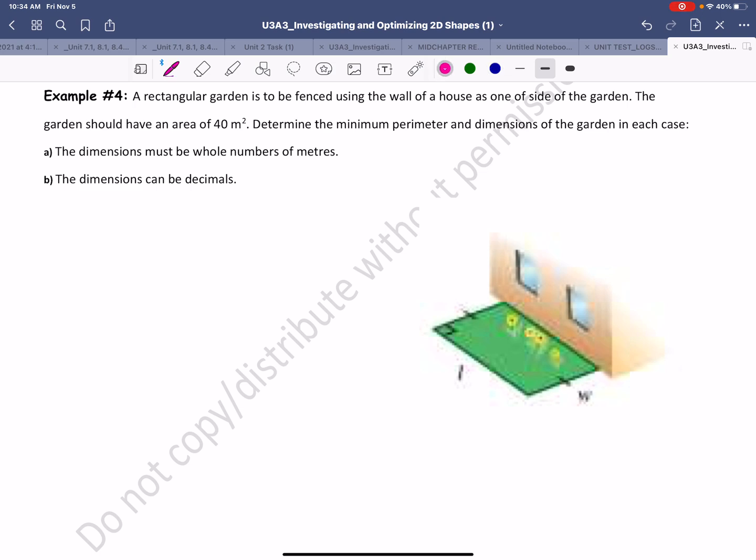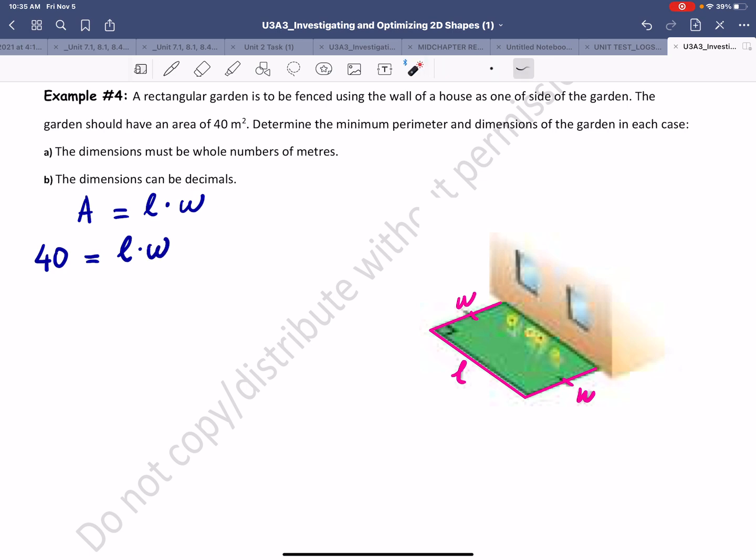So here we have this beautiful garden, which I will highlight. And we're only enclosing the sides that I'm highlighting in pink. So this would represent the length, and this would represent the width of the garden. And this must be width as well, obviously, because this is a rectangle. Now, we know that the area of this rectangle is length times width. And we know that the area is 40, and it equals length times width.